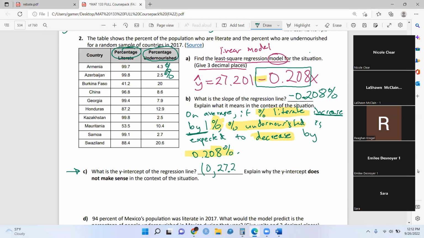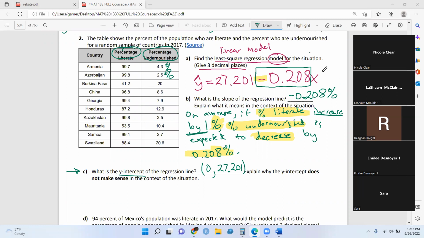And this is the most common mistake I see students make on identifying the Y-intercept. They just write the number. So make sure you give me 0, the number from the equation. We need both. Nailed it. That's it. Yep. That's what we want.